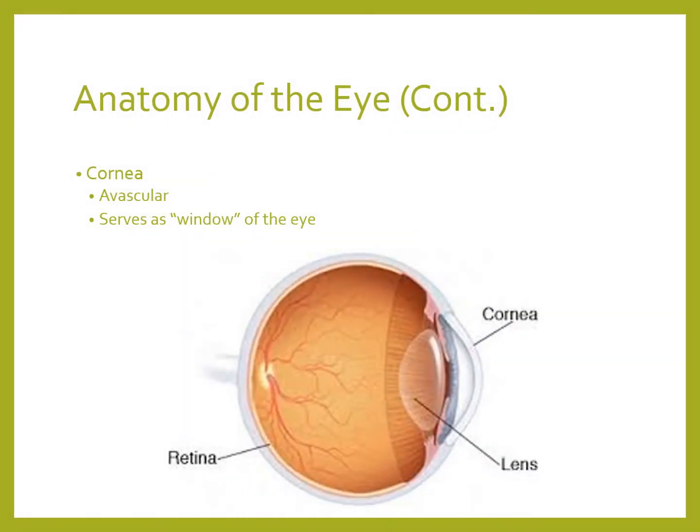The second part of the fibrous layer of the eye is the cornea. So the sclera is the white of the eye. That's really important for you to remember. And the cornea is the window of the eye. It doesn't contain any blood vessels, and instead it gets its nourishment and oxygen from a solution called the aqueous humor, and it also gets oxygen from the air.